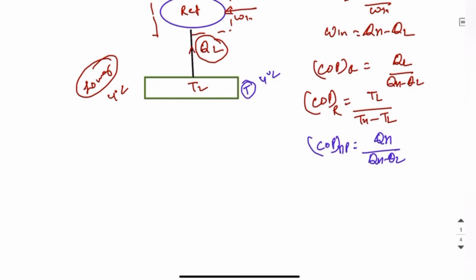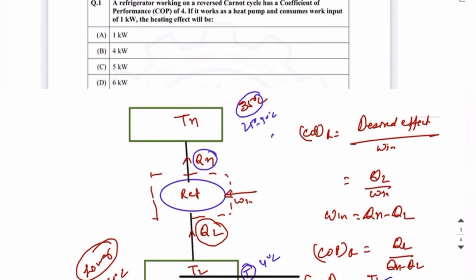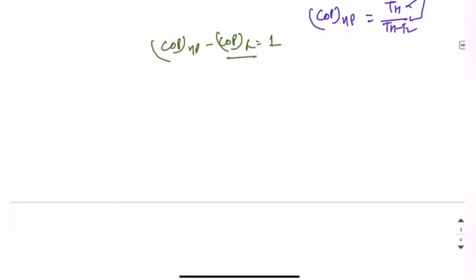Now if this heat pump is working on a Carnot cycle, then this is TH upon TH minus TL. Now if I subtract this from this, I get COP of a heat pump minus COP of refrigerator is equal to 1. In the question it is given the COP of the refrigerator working on the Carnot cycle is 4. The value of this is 4. So COP of a heat pump minus 4 is equal to 1. So COP of heat pump is 5.